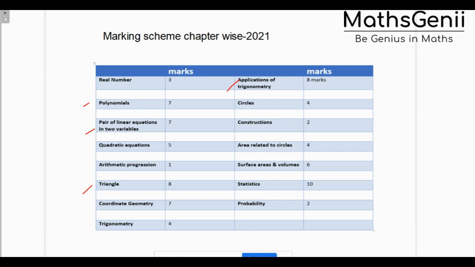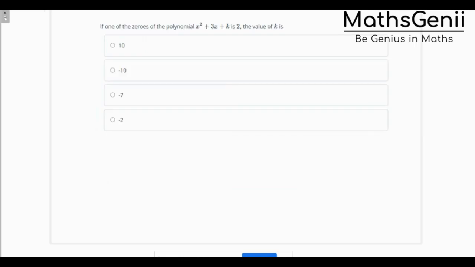The first chapter that I'm going to take for MCQs is polynomials. Now the very first question is, if one of the zeros of the polynomial is 2, then what is the value of k? Here I would like to tell you one thing that you should always remember: if he is using the word zeros or roots in the question, it's one and the same. Okay, now let's just quickly solve this question. It is very easy. Let me copy the question.